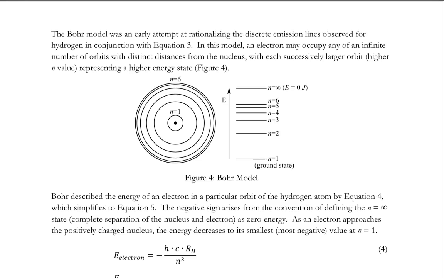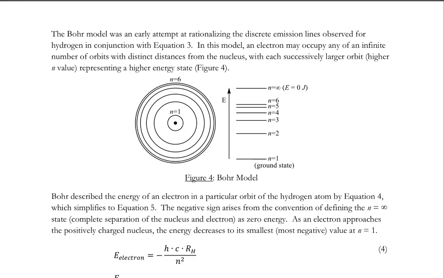So he came up with a model for those different energy states. The lowest energy state, what we call the ground state, is symbolized n equals 1. So in the diagram here, figure 4, for the Bohr model, you see it's an orbit about the nucleus being the black dot in the center. So when the electron's in the n equals 1 orbit, it's in the ground state.